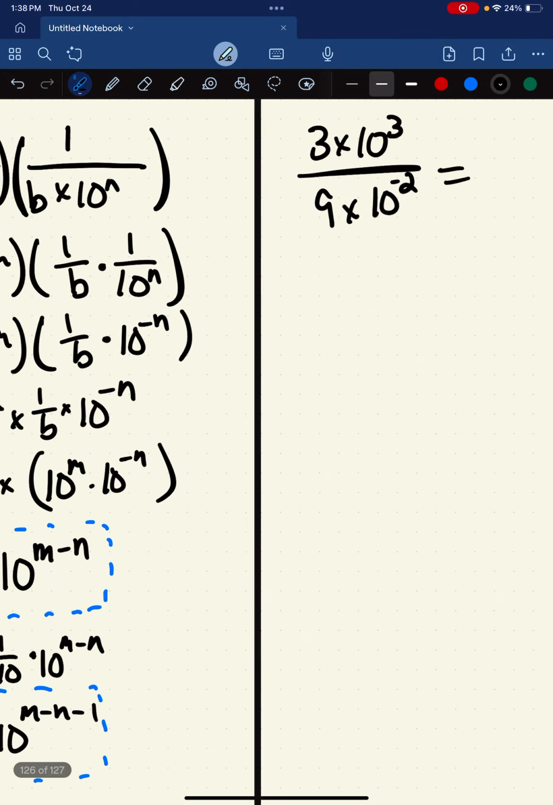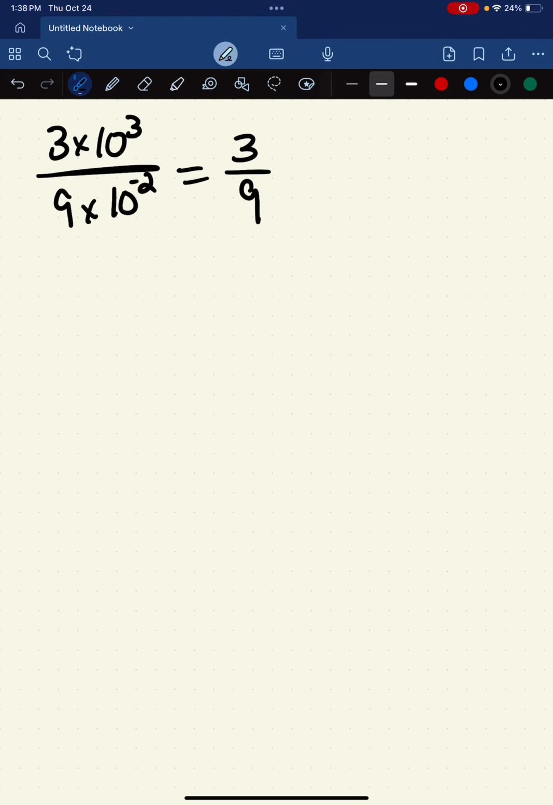Okay, now we'll do an example. We'll do 3 times, I don't know why I'm putting parentheses whenever I don't need them, 3 times 10 to the 3, all over 9 times 10 to the negative 2. Okay, so what we have here is, using what we just determined over here, we can take a and b and divide those. 3 over 9 times 10 to the 3 times 1 all over 10 to the minus 2.